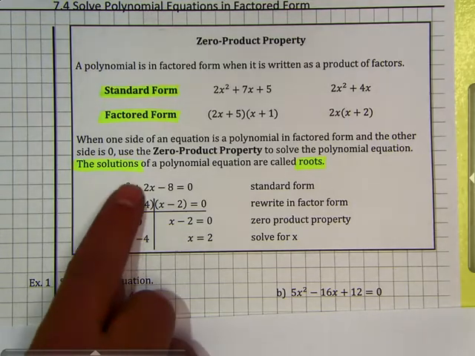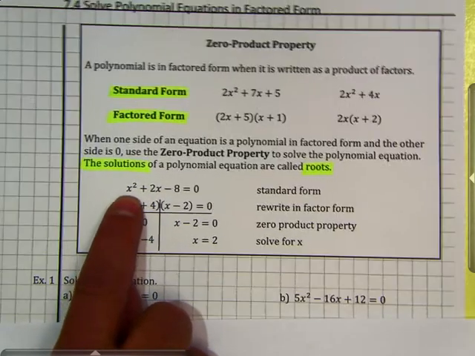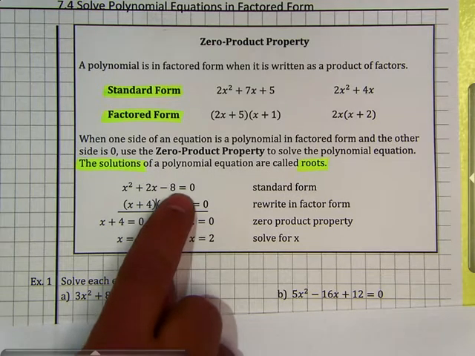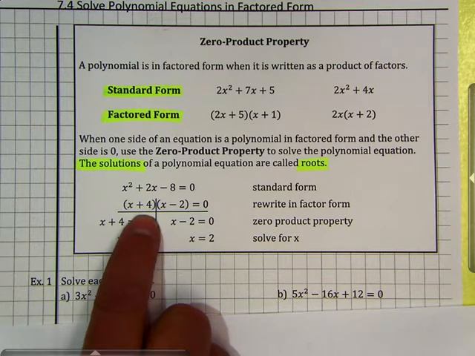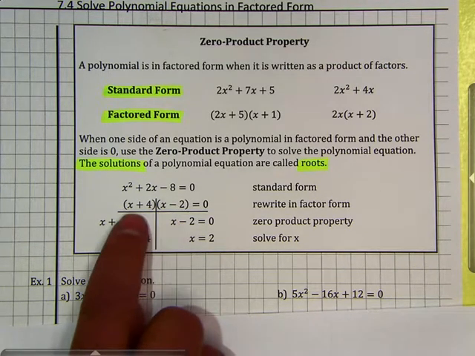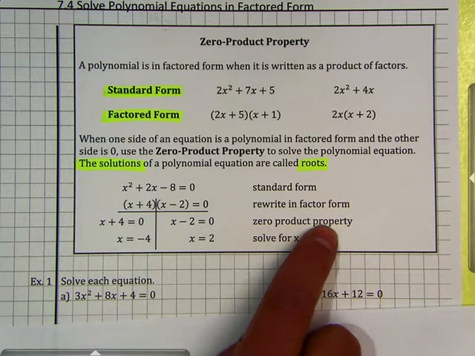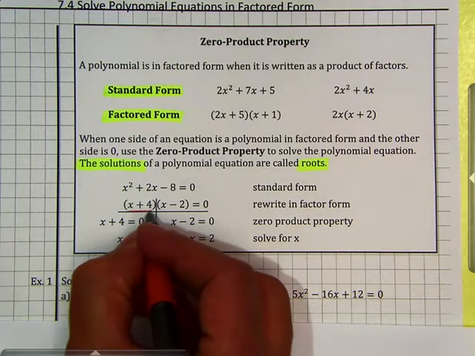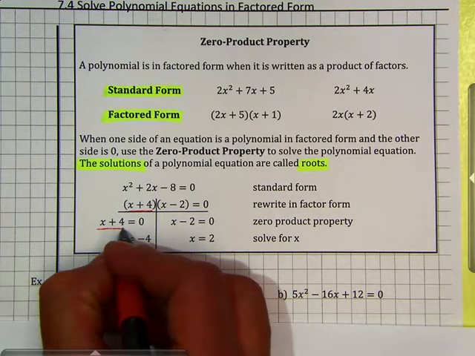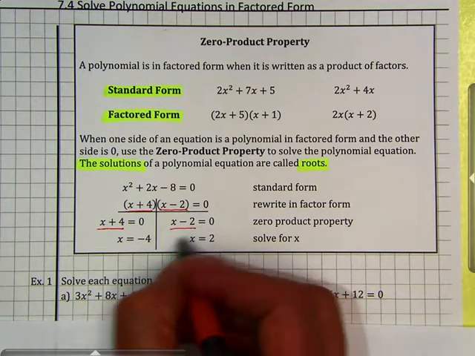So this is going to be the process for today. We are going to have an equation. So now we have a trinomial with an equal sign, so that's an equation. And we are going to factor the same way that we did on 7.1. And once we have it in factor form, we're going to use the zero product property. We basically are going to take the first factor, x plus 4, and place it equal to 0. And the second factor, x minus 2, we're going to place it equal to 0.